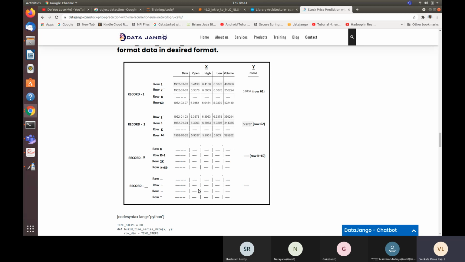Like that, it understands. Ultimately, if you have to predict today's price, you take the past 60 days as input and pass it to the network. It will predict today's price. Got it? How we are framing the data set is more important here. Did you understand?